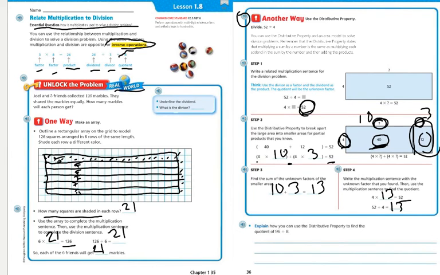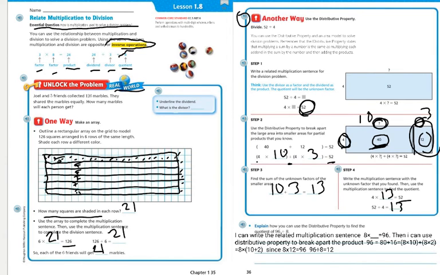So how can you use the distributive property to find the quotient of 96 divided by 8? I can write the related multiplication sentence. 8 times blank equals 96. Then I can use the distributive property to break apart the product. So 96 equals 80 plus 16, because I take the 96 and I break it apart. That equals 8 times 10 plus 8 times 2. So 8 times 10 plus 2. Well, since 8 times 12 is 96, then 96 divided by 8 equals 12.